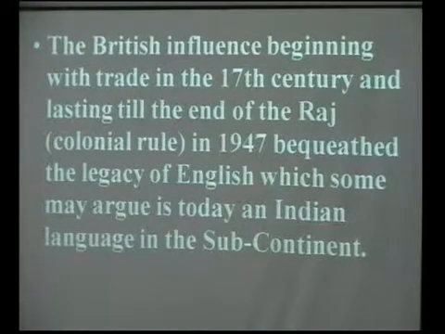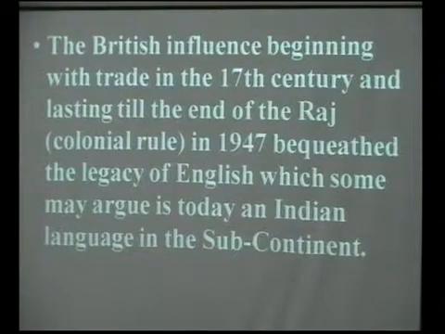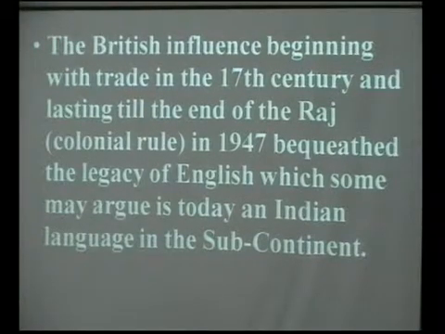And now we come to the most important influence, which is that of the British rule. It began with trade in the 17th century and it lasted till the end of the Raj, that is the colonial rule, 1947. The most important outcome of this interaction between Britain and India was the growth of an English language. And today, many argue that English is as much an Indian language as other Indian languages are.